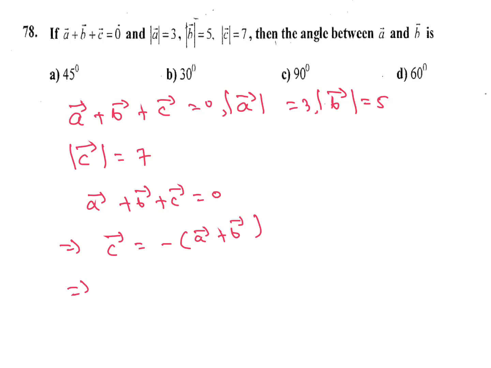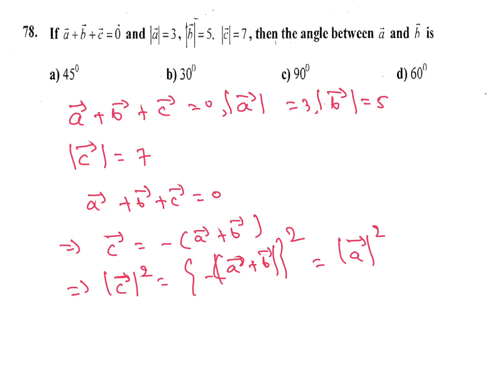Then squaring both sides, we will get C vector squared equal to A vector plus B vector squared, so we will get A vector magnitude square plus B vector magnitude square plus 2 into A magnitude B magnitude into cos theta.